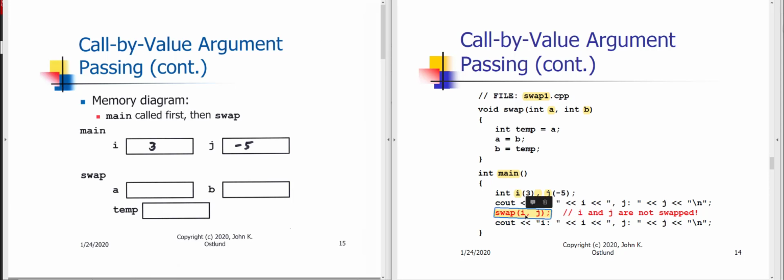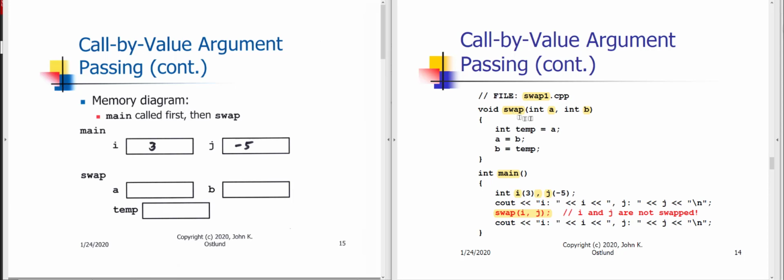And after that, we're going to call this function swap, passing in copies of these values of i and j. So a value 3 gets passed in as the first argument. The value -5 gets passed in as the second argument. We've been careful to define swap above main so that when the C++ compiler sees swap being called down here, it knows what the interface for swap looks like.